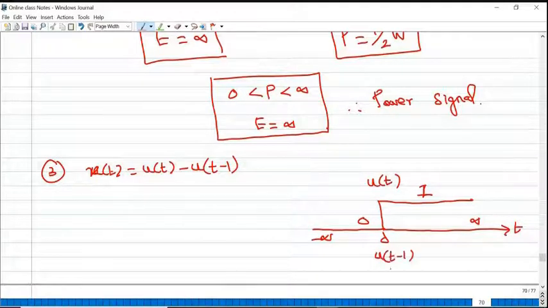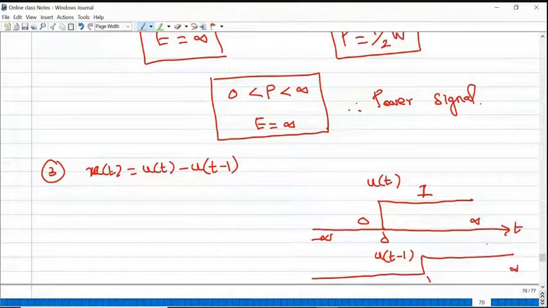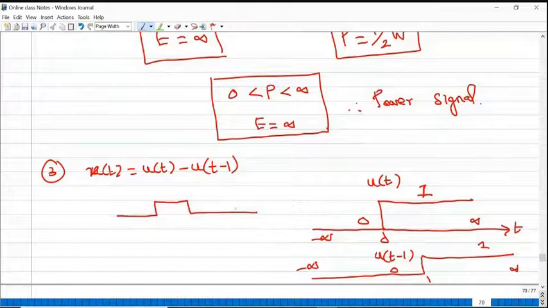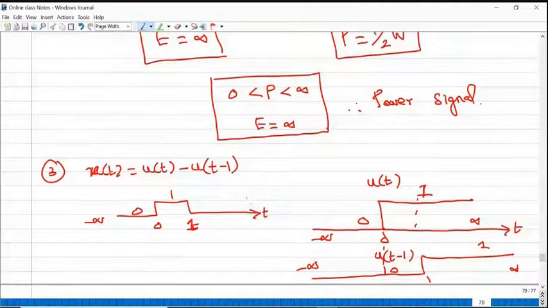And u of t minus 1: from 1 to infinity, the value is 1, and from minus infinity to 1, the value is 0. So if you subtract, u of t minus u of t minus 1, your signal would be like this. Between 0 and 1, it is 1 minus 0, which is 1. From minus infinity to 0, it is 0, and from 1 to infinity, it is 0. So between 0 and 1, your value is 1.